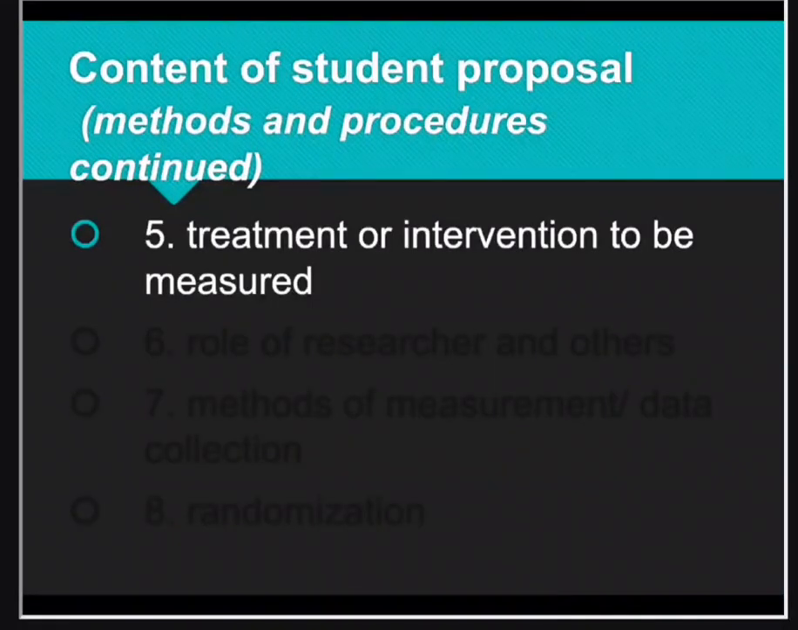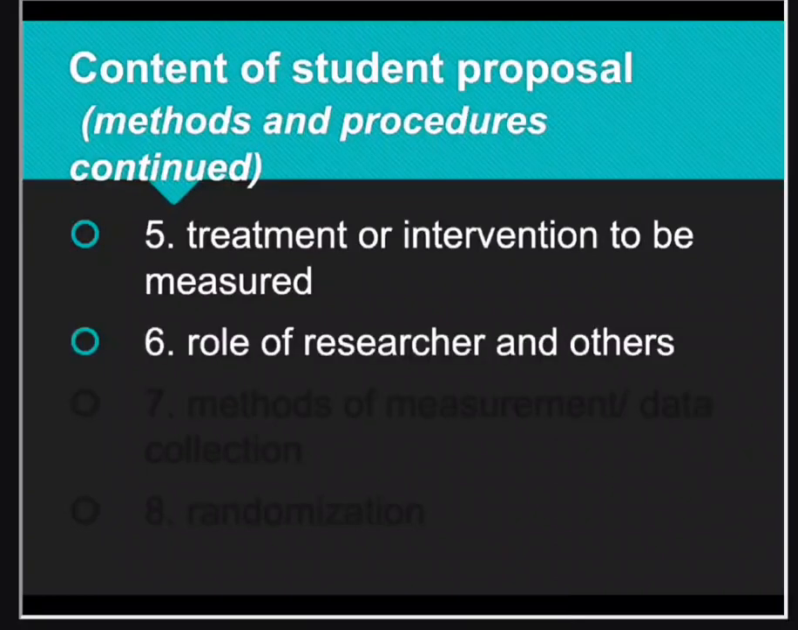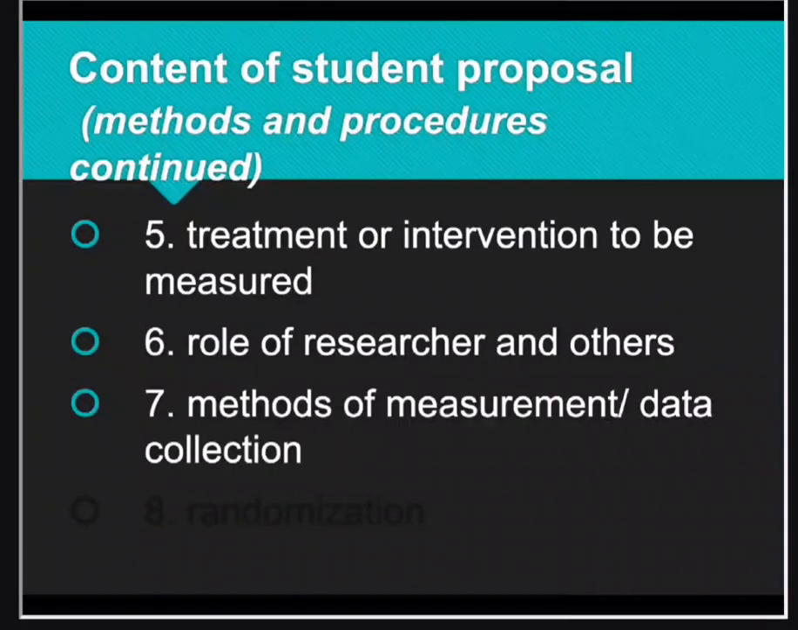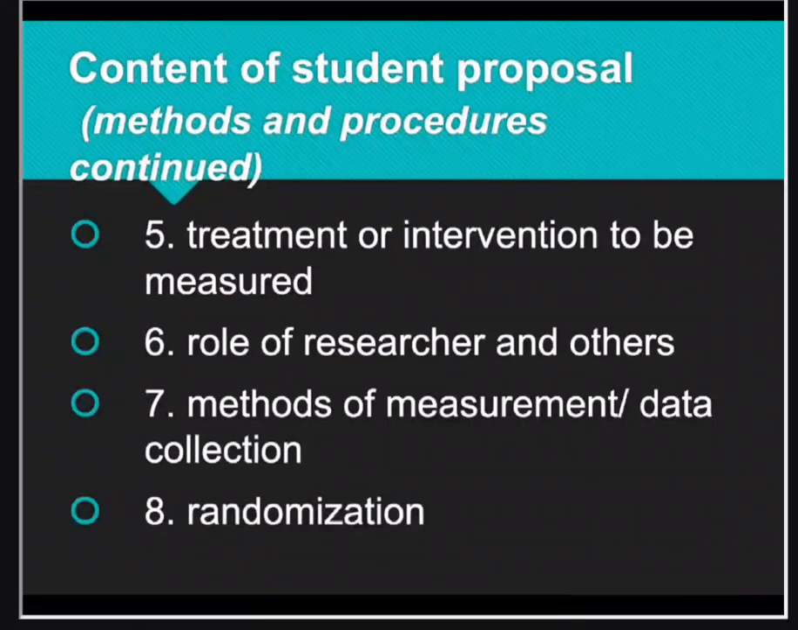You need to be sure that in this research design section, there is discussion of the intervention that is to be measured. What will the researcher and others do? How that data will be measured or collected. Whether or not there's randomization. If it's a true experimental study, there will be randomization in your study.